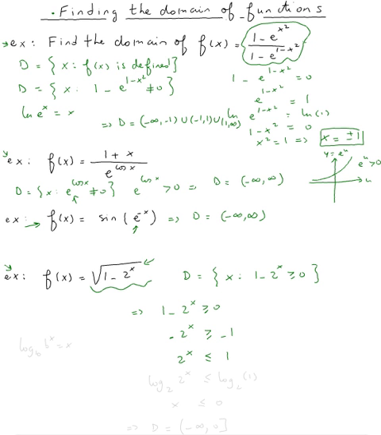Now take log base 2 of both sides. Now we need to use this equation: log base b of b to the x is equal to x. So this becomes x, less than or equal to log base 2 of 1, which is 0. So therefore the domain will be negative infinity to 0. And that's it for this example.